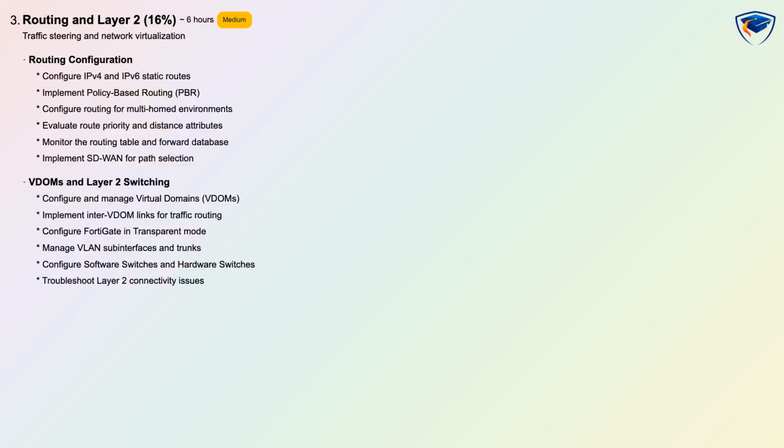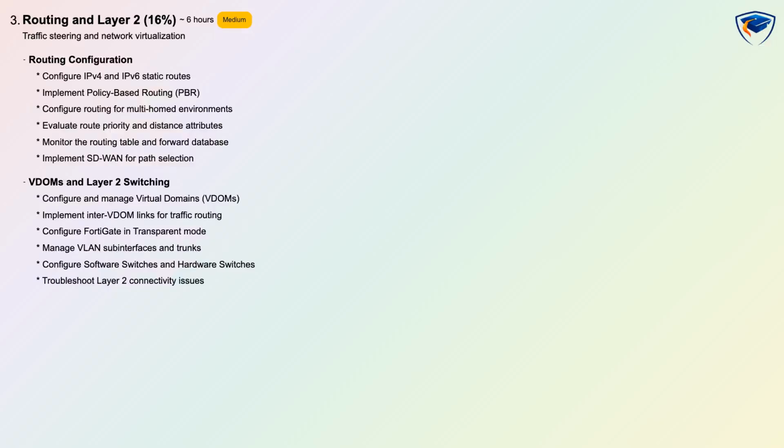Routing and layer 2 is 16% with medium difficulty, around 6 hours of study, and a mix of conceptual and scenario questions. You will configure IPv4 and IPv6 static routes, implement policy-based routing, and design routing for multi-homed environments with attention to route priority and distance.